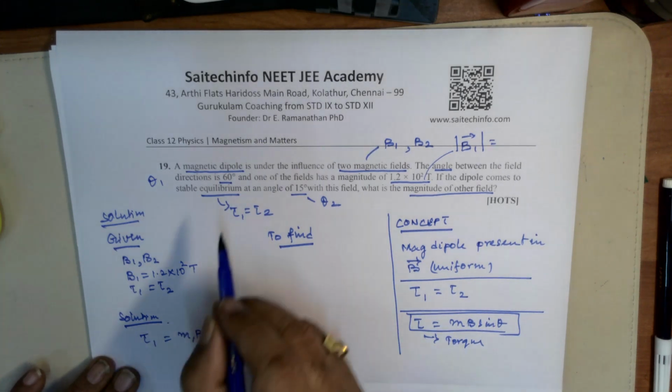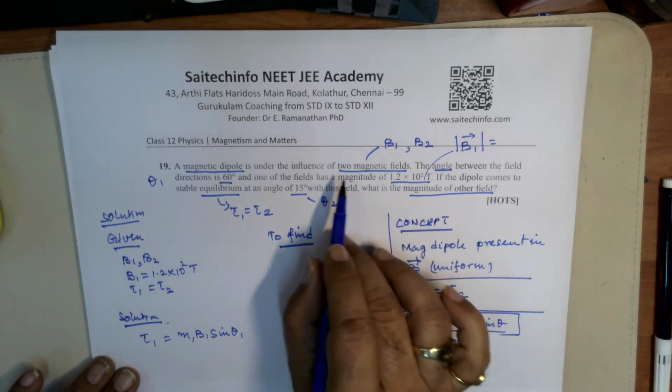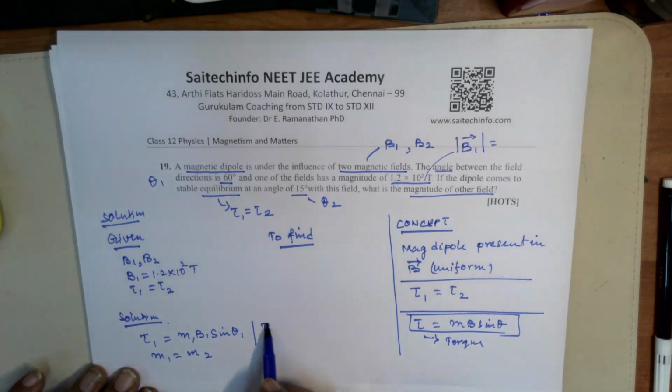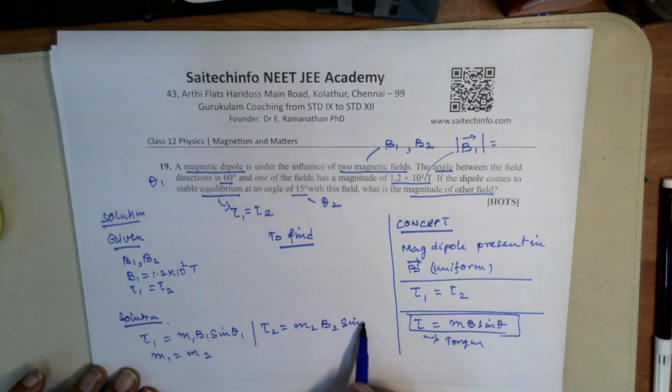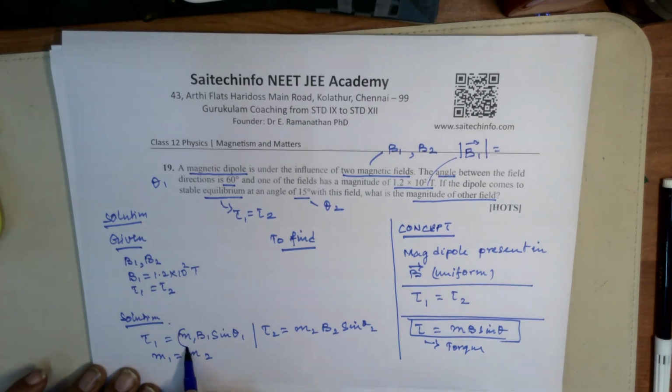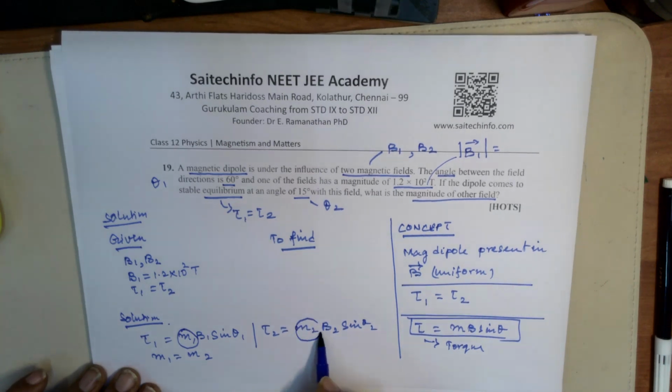In fact, the magnetic pole strength remains the same because we are using the same magnet. So in that case, M1 is equal to M2. So this is regarding tau 2, that is M2 B2 sine theta 2. Now, since M1 is equal to M2, and tau 2 is equal to M2 B2 sine theta 2, you can simply put M.